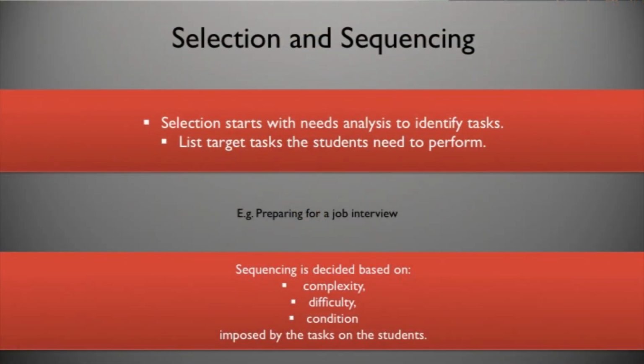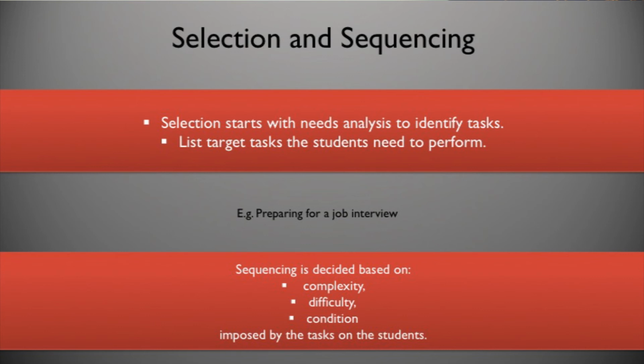In selection, the selection starts with needs analysis to identify tasks. So first of all, the designer will identify what tasks are needed by the students. For example, when they graduate, they need to be able to apply for a job, to get the interview, to write CV. Those are the tasks, and then those tasks will lead to the list of the language that students need to perform that task.